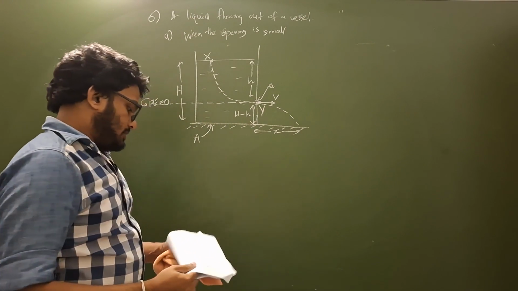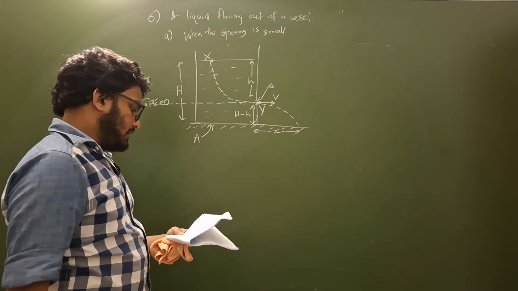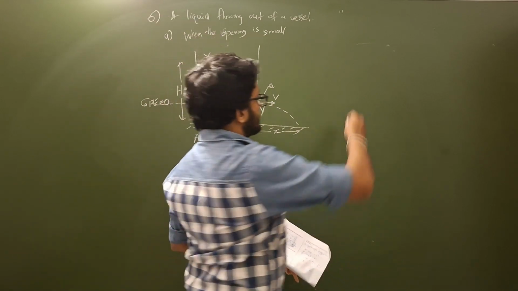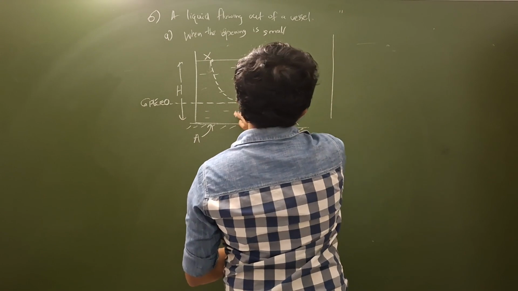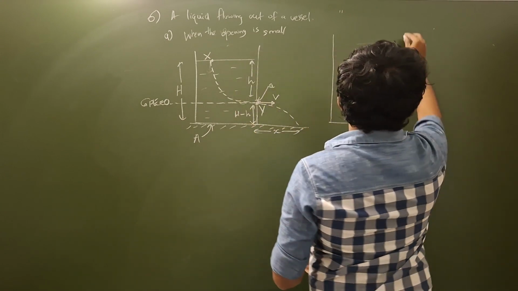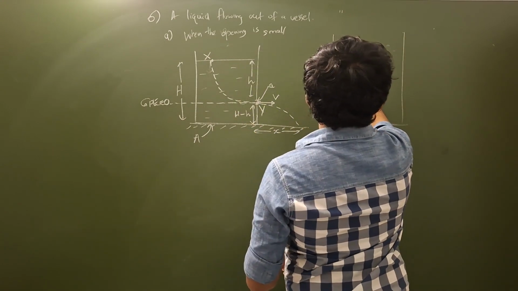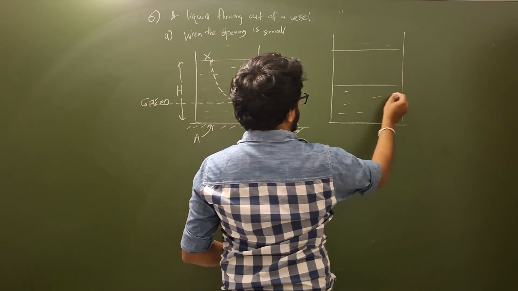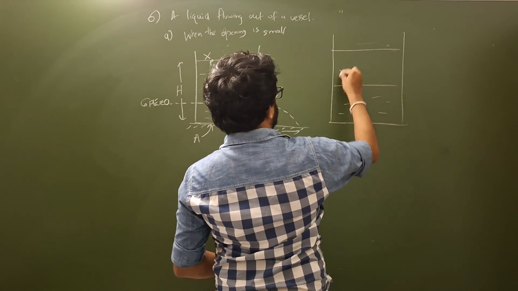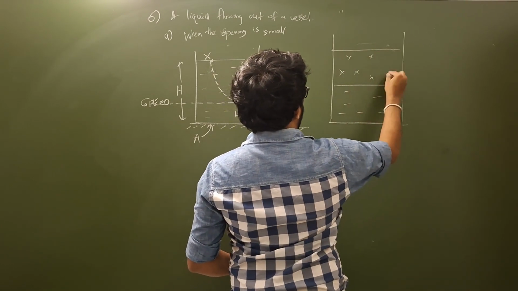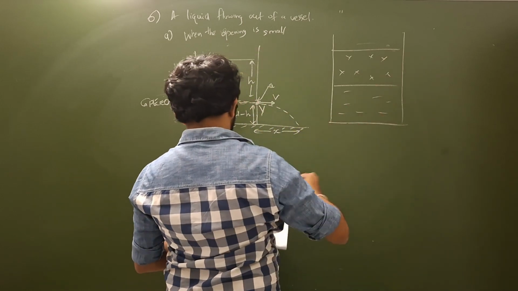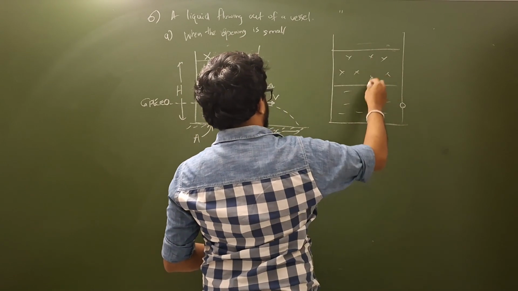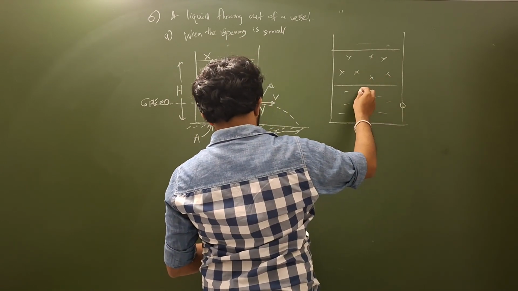Now the next one is consider an instance where there are two liquid layers in the vessel. So here we had only one type of liquid. Now we have two liquids. Let's take this liquid like this, and the other type of liquid, let's mark like this. Let's take the hole somewhere here.